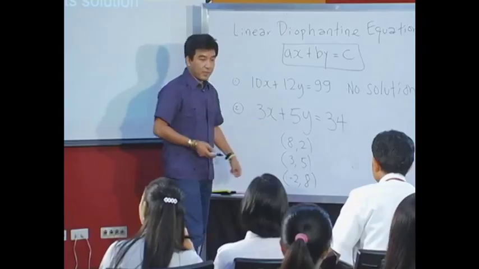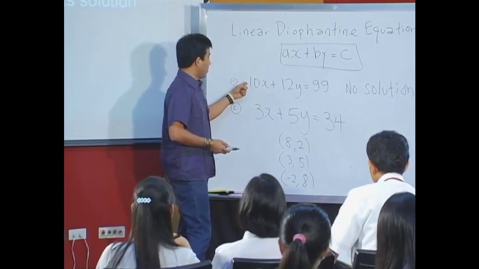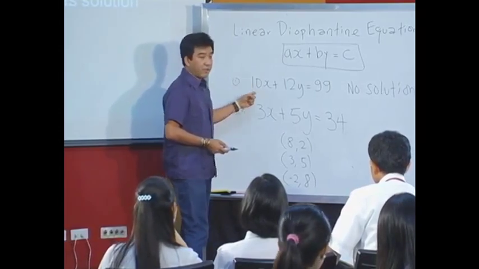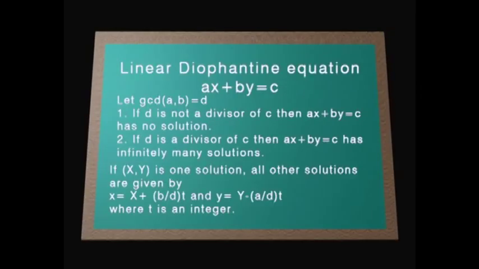We will never run out of solutions. But there are equations, Diophantine equations, that have no solutions. The rule is this. If you look at the Diophantine equation ax plus by is equal to c, you have to look at the GCD of a and b. We can compute that using the Euclidean algorithm.